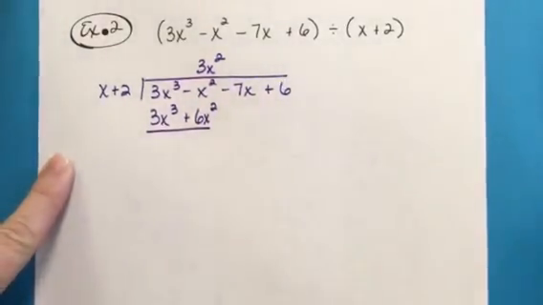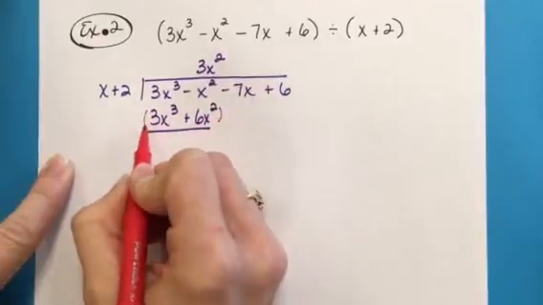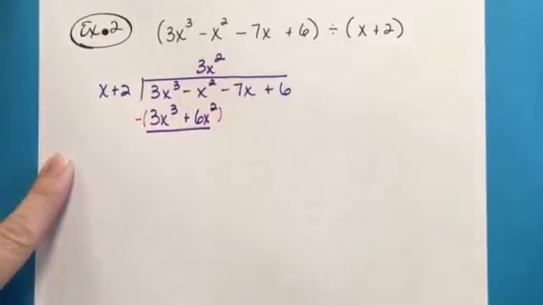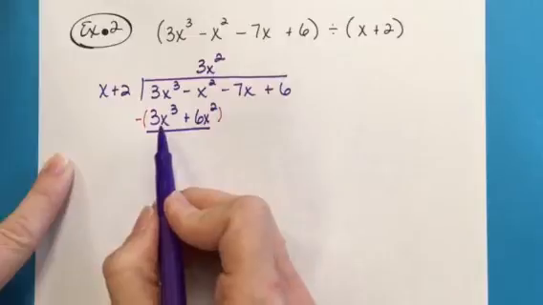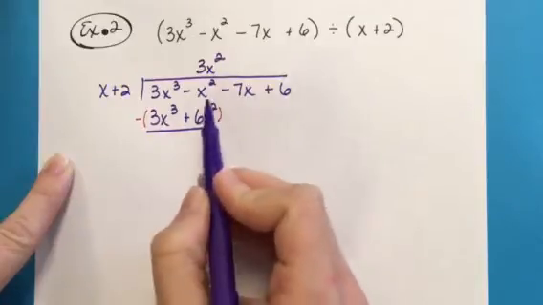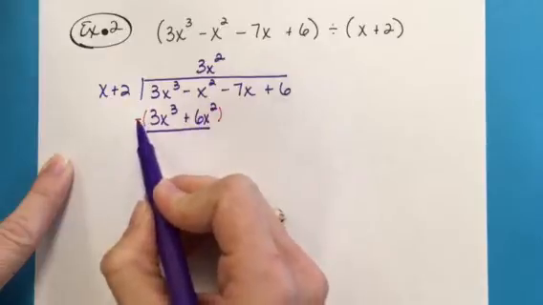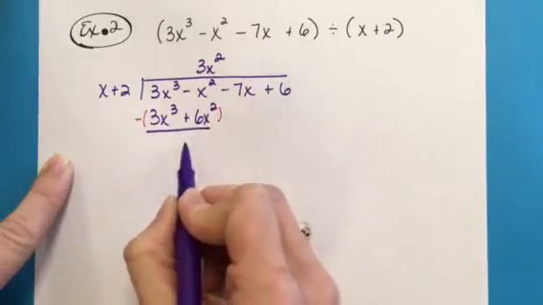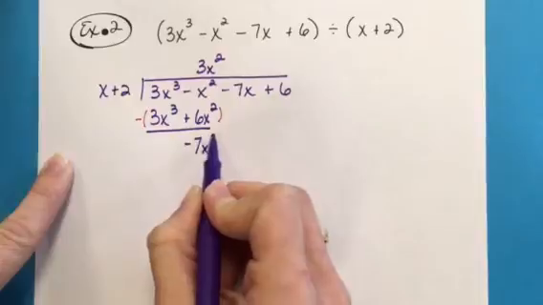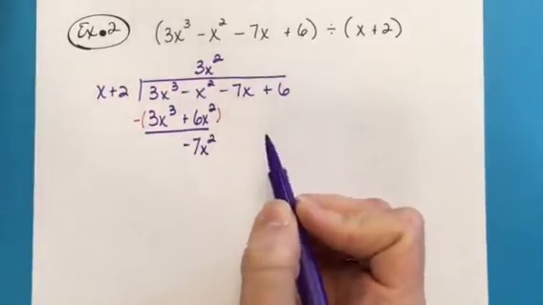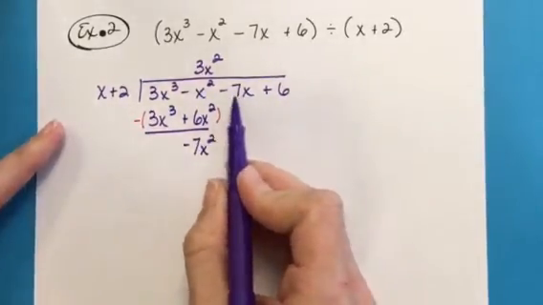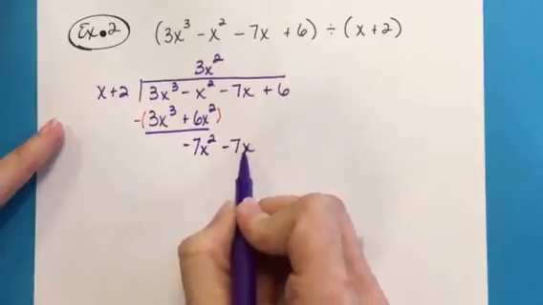Okay, so now we're going to subtract. So 3x cubed minus 3x cubed is 0. Of course, this is negative 1, so we have negative 1 minus 6. So that's going to give me negative 7x squared. Okay, bring down your next term, which is the minus 7x.